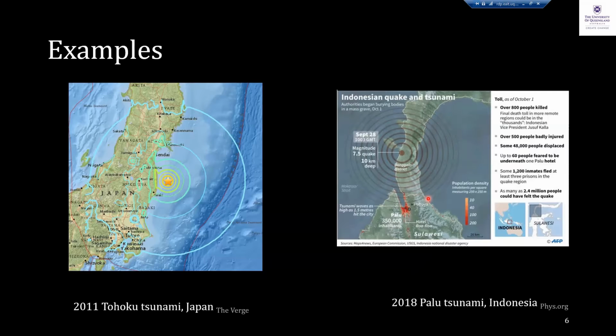And on the right-hand side, we see an earthquake that happened in Indonesia. Even though the earthquake epicenter was on land, as opposed to here where it was underwater, there was a tsunami close to the Palu region. Because of this earthquake, there were a lot of landslides along this bay area, and those landslides created some large waves. So those tsunami waves impacted this Palu region a lot. So this was very recent, in 2018.